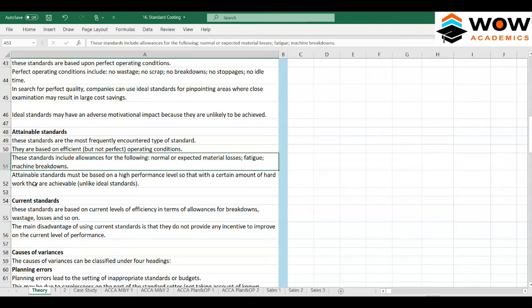Attainable standards must be based on a high performance level, so that with a certain amount of hard work they are achievable. Here the target is, if you can produce a product at 100 rupees, they will ask you to produce it at 98 rupees. That's something like, if you push a little bit hard, you can produce at 98. So this is something attainable, but also a little bit difficult. We can't say difficult, it is challenging. So if you fix an attainable standard, it is challenging.